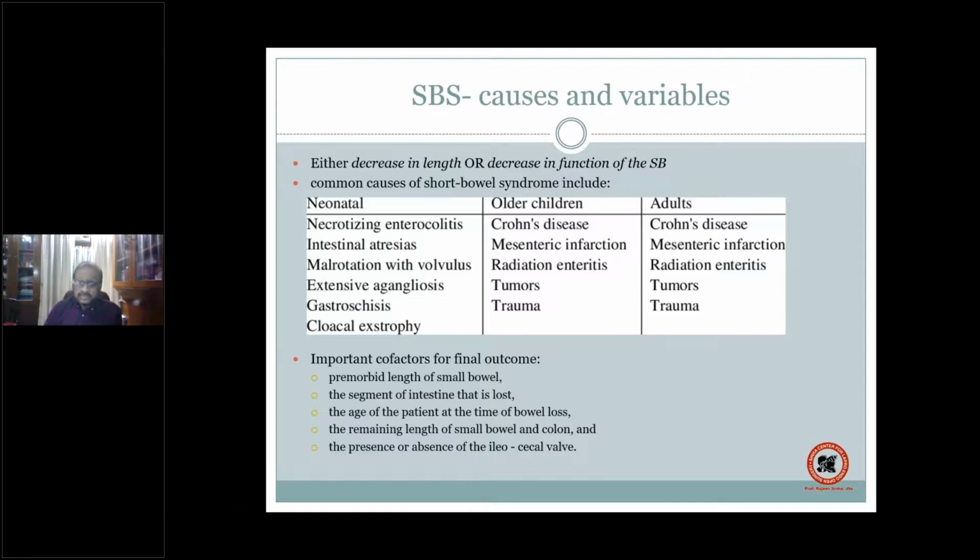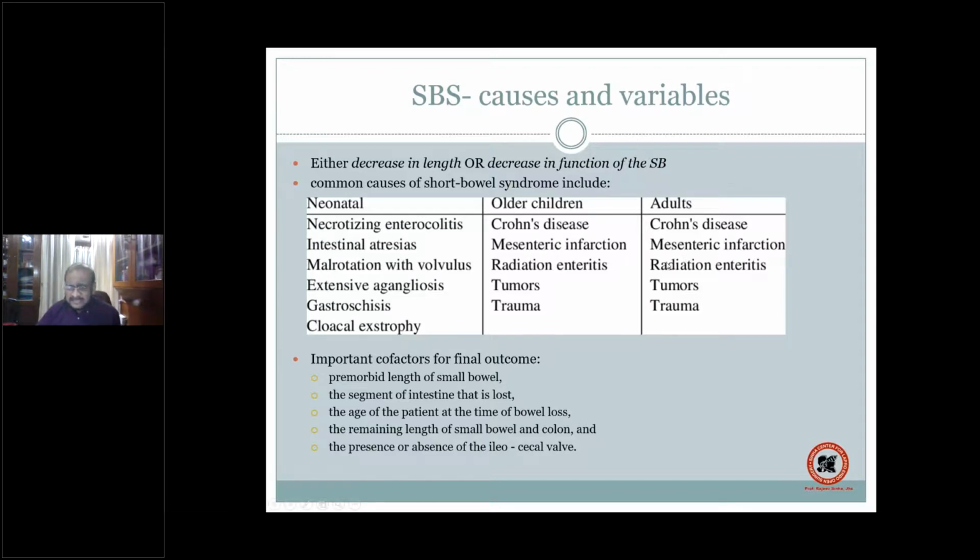If you look at the causes, the common cause of short bowel syndrome is either a decrease in the length or a decrease in the function of the small bowel. We just now said less than half of the bowel remaining is behind short bowel syndrome. But even with a normal-length small bowel, you could be having short bowel syndrome. Why? Because the absorptive capacity or the function of the small bowel has been affected. So depending upon the age, you can have a number of causes.